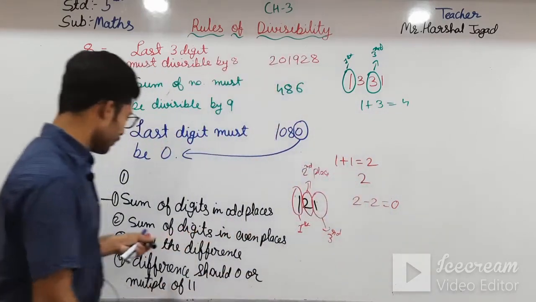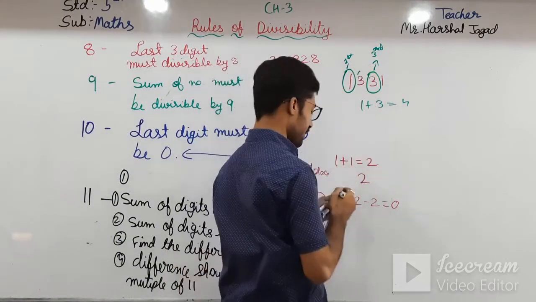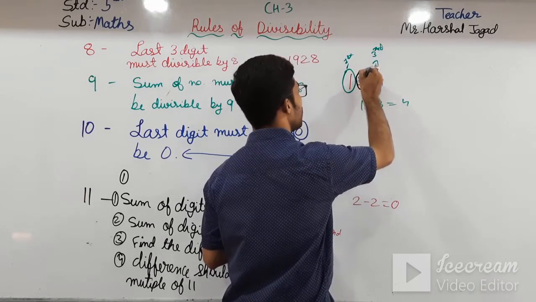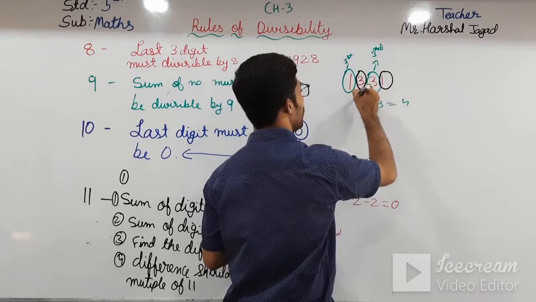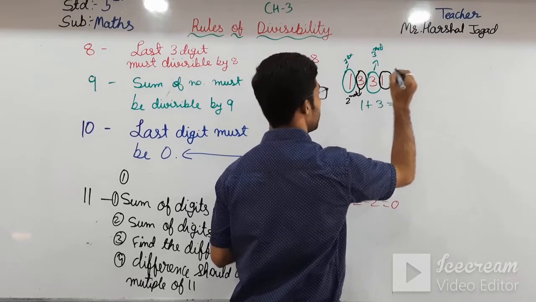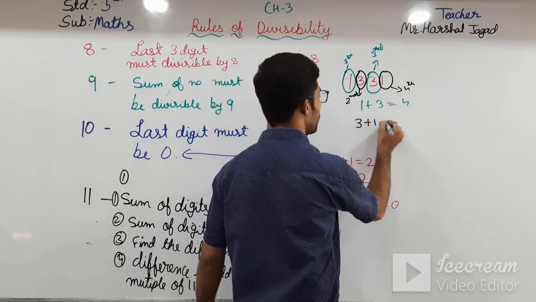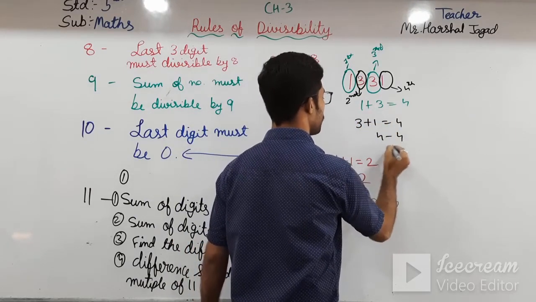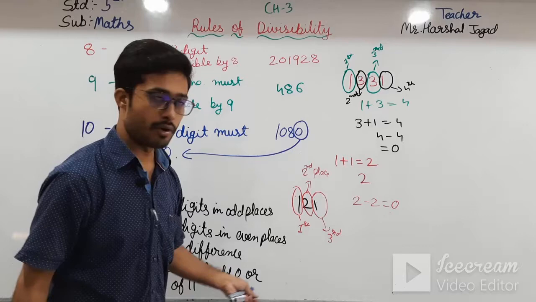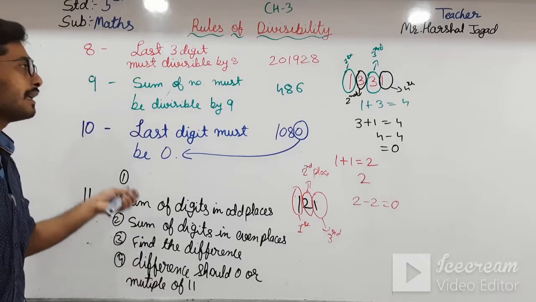Now the sum of the digits in even places. Here I am using a different marker so you can understand that this is even and this is even. Why? This is second place and this is fourth place. So both are even places. So total 3 plus 1, that is 4, and the difference 4 minus 4 is equal to 0. So if the difference is 0 or multiple of 11, then that number is divisible by 11.